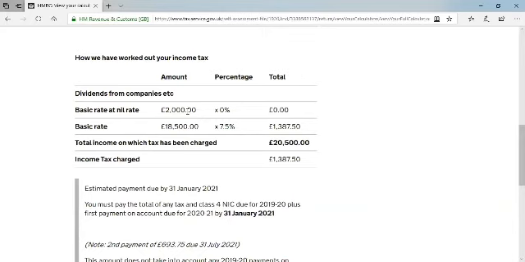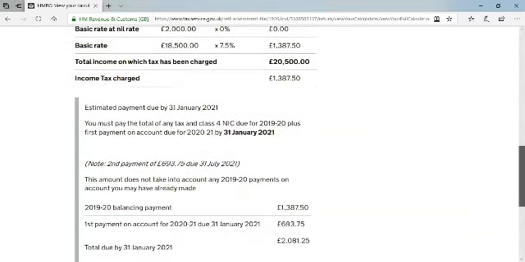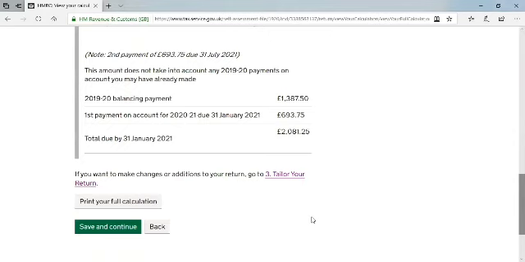So £2,000 is going to be at 0%. That's a dividend allowance. You can receive £2,000 of dividend in that tax year, paying 0 tax. So they're accounting for that first. Then the rest, £18,500, is taxed at basic rate, which is 7.5%. Giving a total of £1,387.50. Again, a summary of your payments on account.